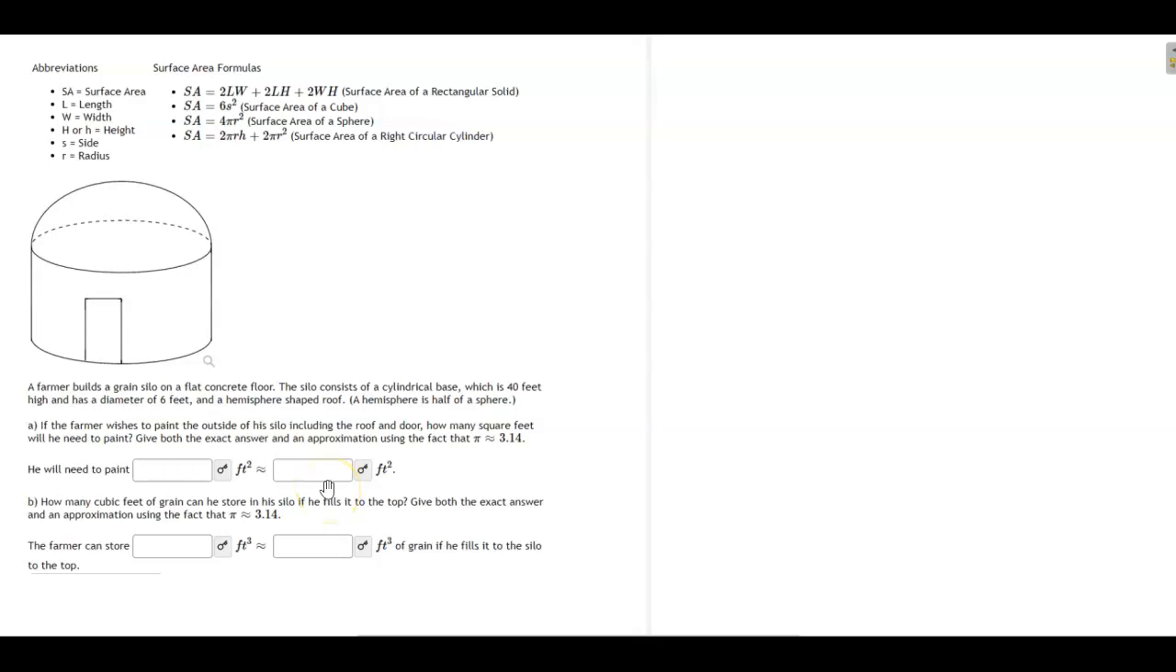Here's a nice little application problem on finding surface area and volume. We've got a grain silo. It says a farmer builds a grain silo on a flat concrete floor. The silo consists of a cylindrical base, which is 40 feet high and has a diameter of 6 feet.